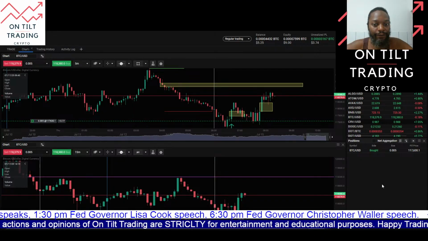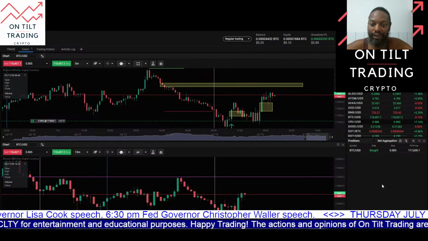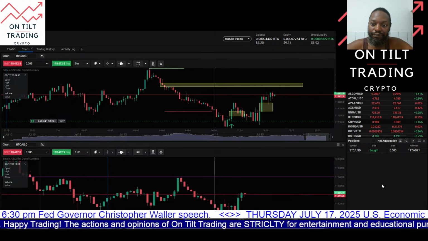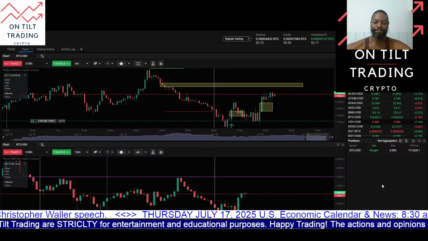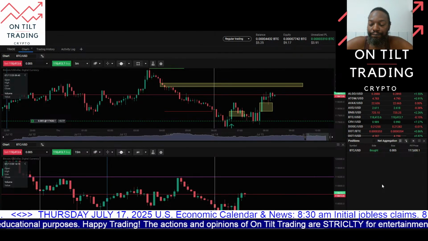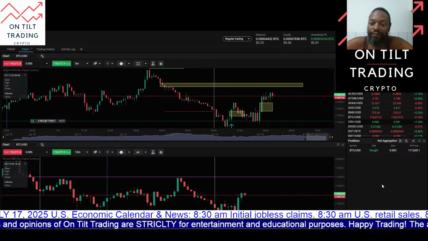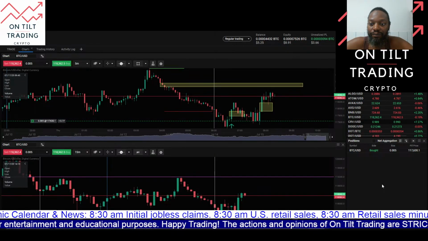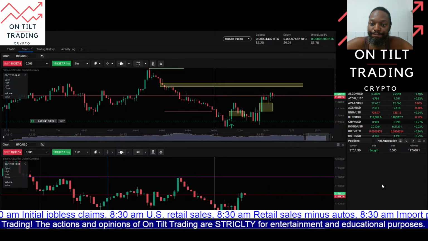New 5-minute candle. Buy side delivery. 118,400. Consolidation. 118,420. 118,380. 118,350. Sell side delivery here. Consolidating.